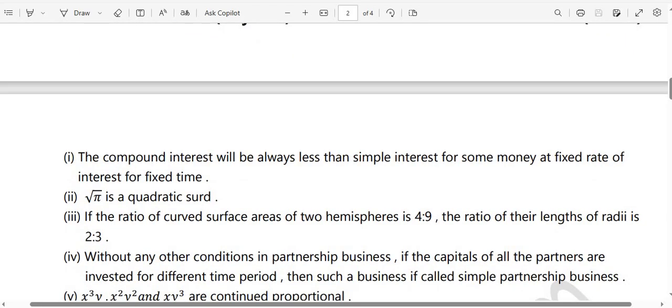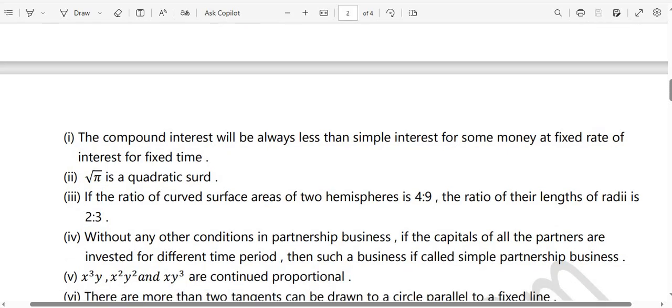Next question 2. Root over pi is a quadratic surd. Question number 3. If the ratio of the curved surface areas of two hemispheres is 4:9, the ratio of their lengths of radii is 2:3.